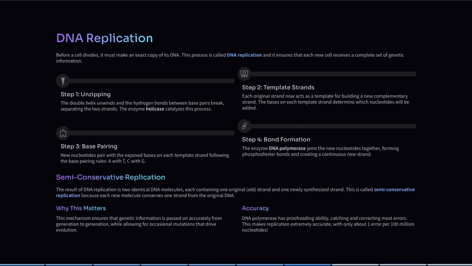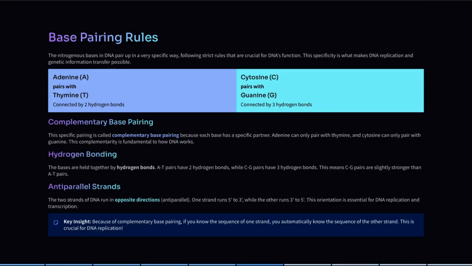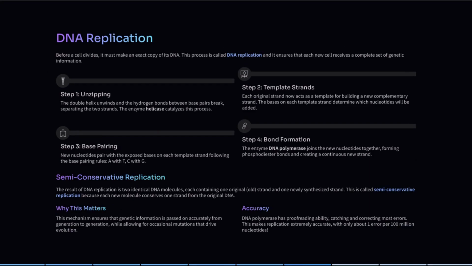Speaking of replication, before a cell divides, it needs to copy its DNA so that both new cells get identical genetic information. This process is called DNA replication. It starts when the double helix unwinds and the hydrogen bonds between the base pairs break, effectively unzipping the molecule. Each original strand then acts as a template for a new strand. Free nucleotides in the cell pair up with the exposed bases according to the base pairing rules, adenine with thymine, and cytosine with guanine. An enzyme called DNA polymerase then joins these nucleotides together, forming the new strand.